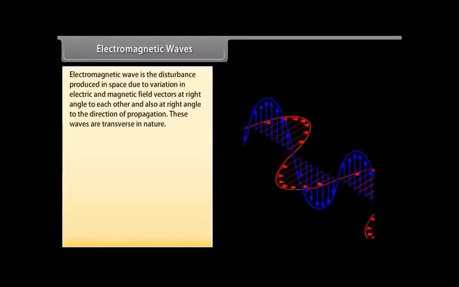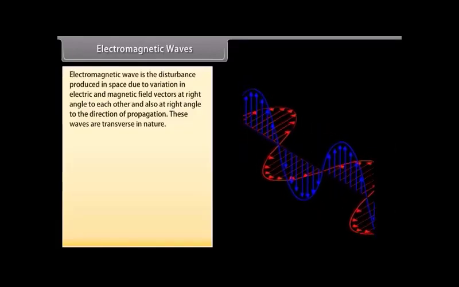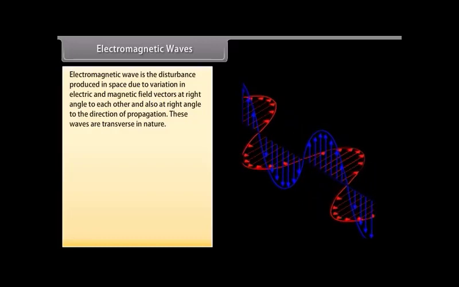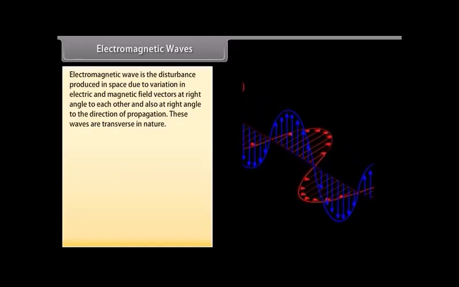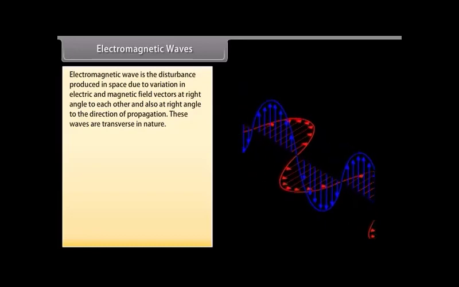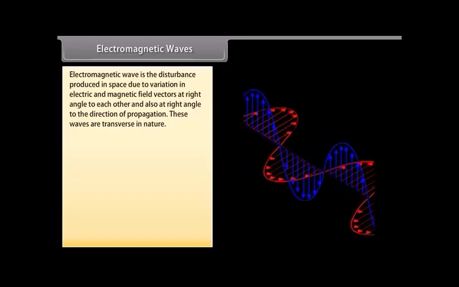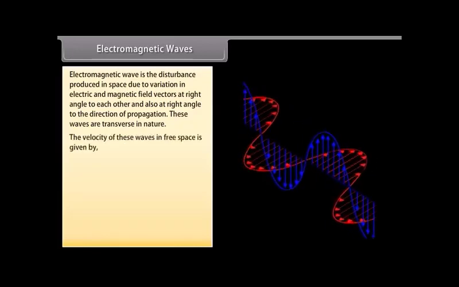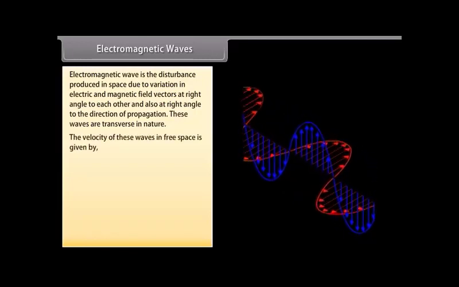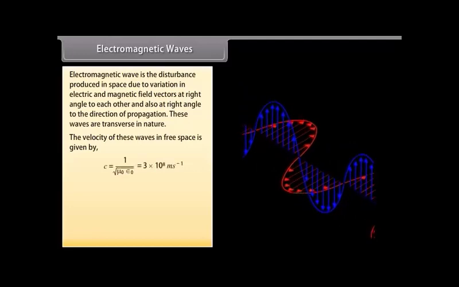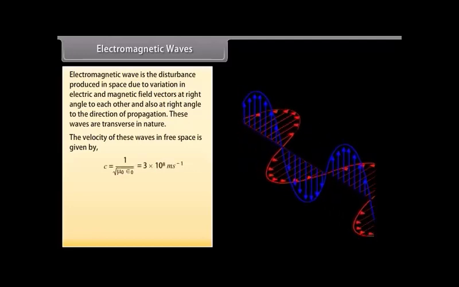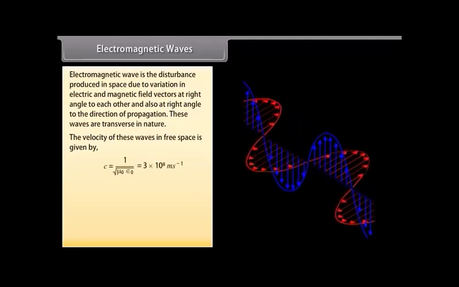An electromagnetic wave is the disturbance produced in space due to variation in electric and magnetic field vectors at right angle to each other and also at right angle to the direction of propagation. These waves are transverse in nature. The velocity of these waves in free space is equal to the velocity of light, which is equal to 3 × 10^8 meter per second.